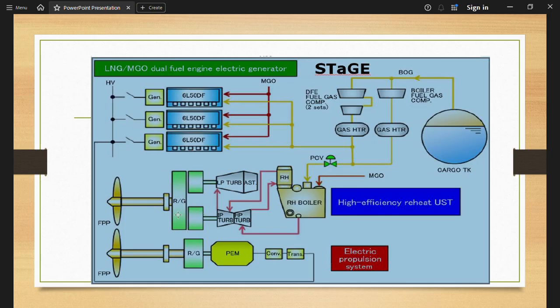it is rotating the FPP, fixed pitch propeller, and you know that we have CPP also, controllable pitch propeller. Here the electric supply is coming through the converter and transducer and converters, and you can see, through the reduction gear again it is rotating another set of propeller. Okay, so this is electric propulsion. And then we have the high efficiency reheat UST. You can have a look at this diagram. It's a basic diagram, very simple. If I may have missed something, please comment.